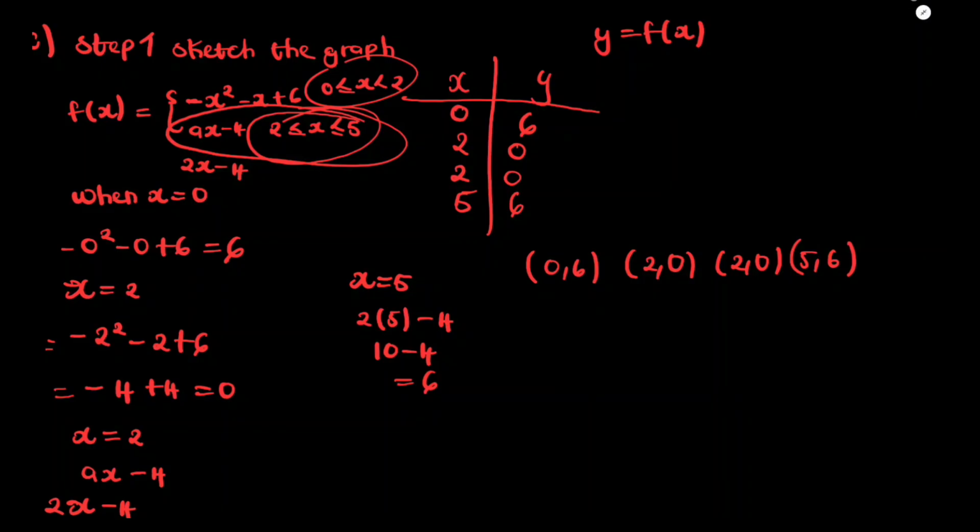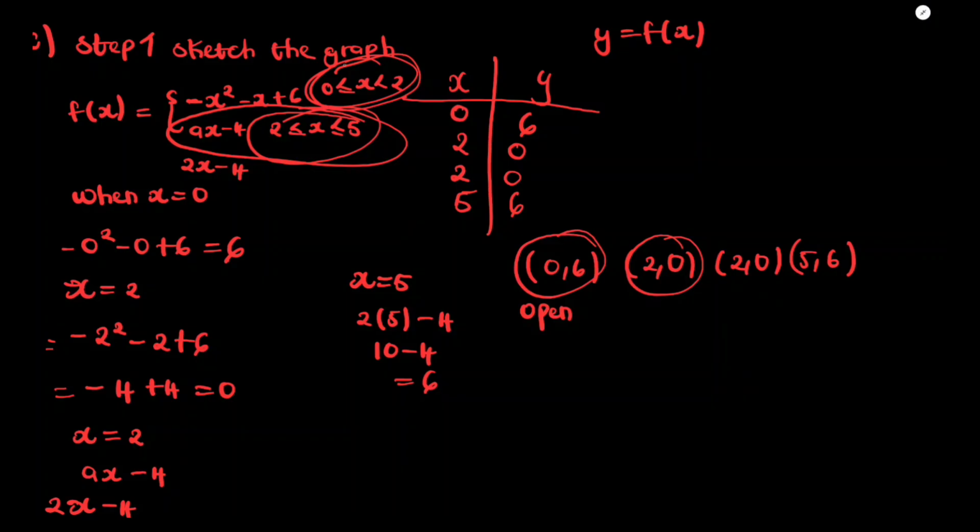Let's see. For this first coordinate, (0, 6), we got it from this first range. In this range, 0 is in the range, but 6 is not in the range. 6 is not less than 2. So this will be open. Let's go to the second one.